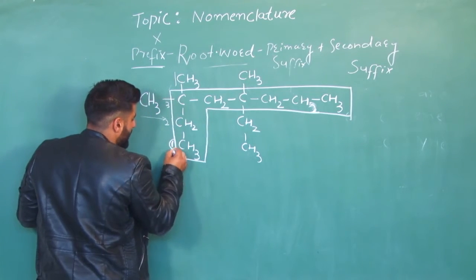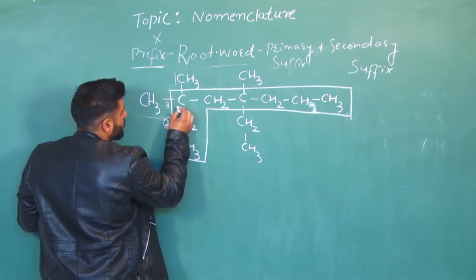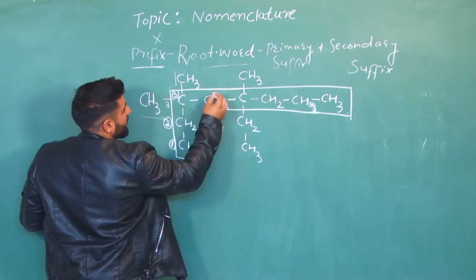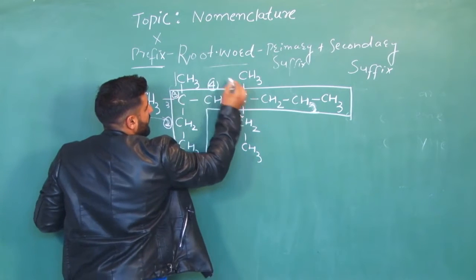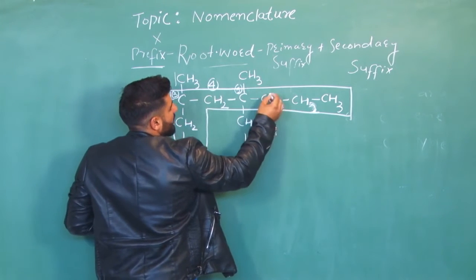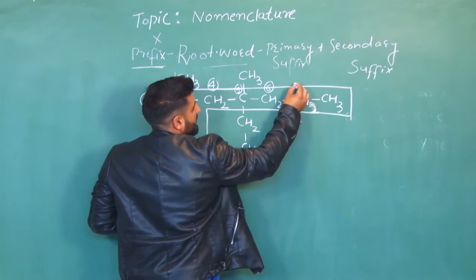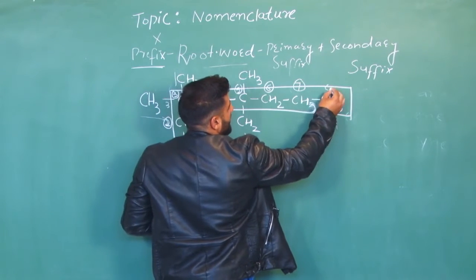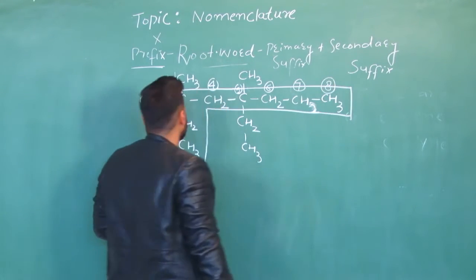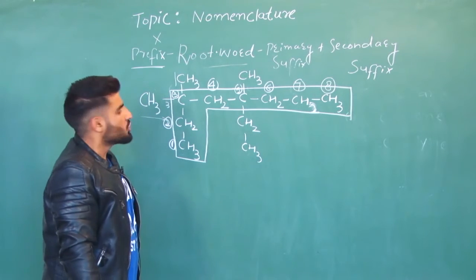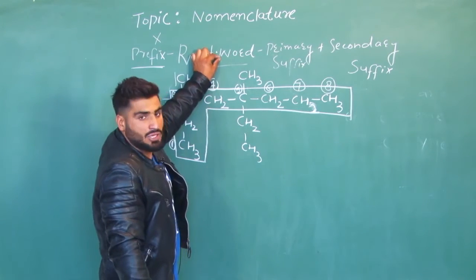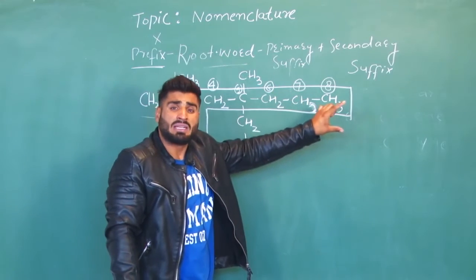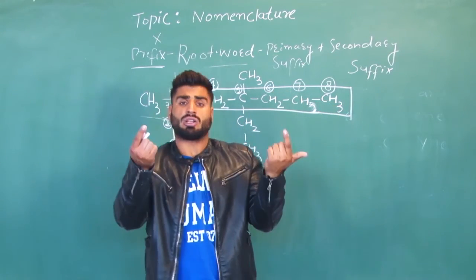So this will be carbon number 1. This will be carbon number 2. This will be 3. This will be carbon number 4. This will be carbon number 5. This will be carbon number 6. This will be carbon number 7. And this will be carbon number 8. So my root word is clear. For 8 carbon atoms, we use the root word oct.